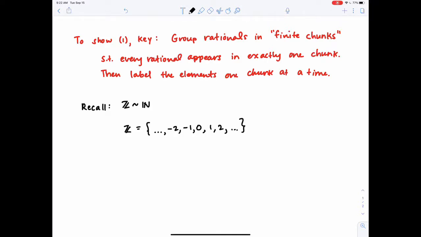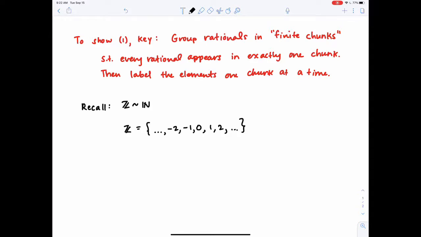But when we go to label these, remember we didn't want to label all of the negative numbers at once and all the positive numbers at once, because if you do that, you've split your set into two chunks, the negative half and the positive half, and each of those chunks is infinite. And so if you require yourself to label one of those chunks before moving on to the next one, you're never going to get to the next one.